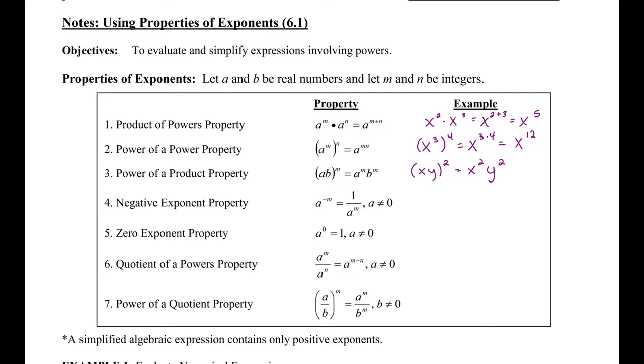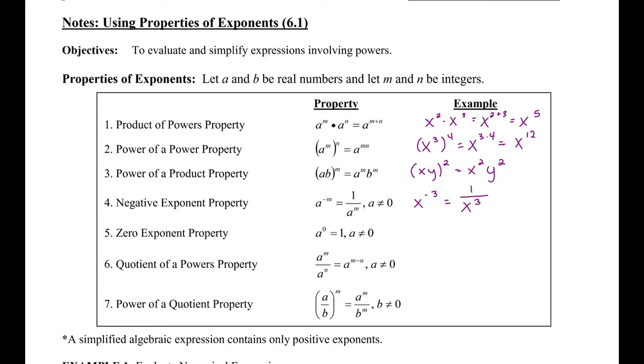The fourth property is the negative exponent property, which says if you have a negative exponent, it can become positive by flipping it to the denominator. Likewise, if it was already in the denominator and it was negative, you could flip it to the numerator. So if I had x to a power of negative 3, I could simplify it by putting it in the denominator. The base stays the same, the exponent stays the same, only it becomes positive.